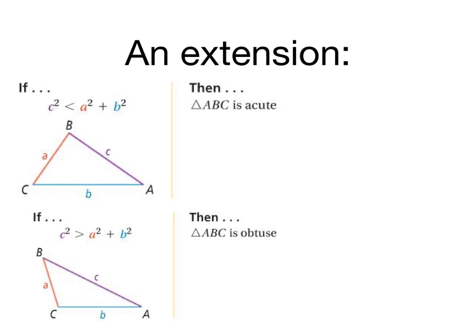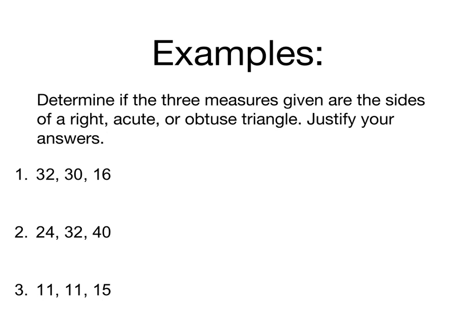So your challenge is to determine if the three measures that you're given are the sides of a right triangle, an acute triangle, or an obtuse triangle. Then you got to justify your answer, and when we say justify your answer, we do indeed mean with mathematics. We want to show the math to justify our answer. Okay, so you have three numbers, right? So what you're going to do, I'm going to put one big Pythagorean theorem at the top, and we're going to do the math and figure it out.